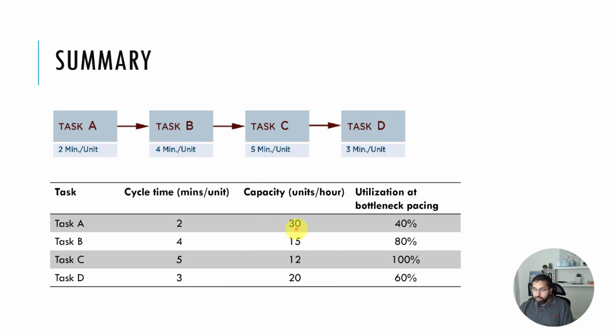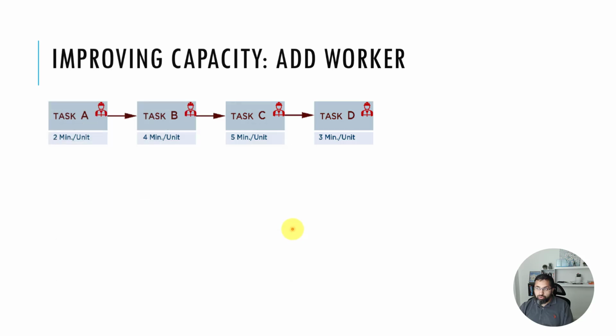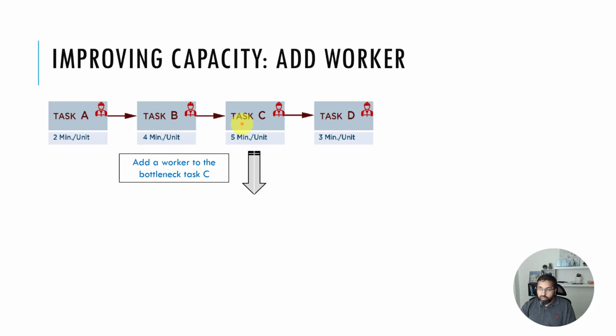Okay. Now let's get to improving capacity, seeing how we can do that. Let's say we were not happy with 12 units per hour of capacity, which is limited by the bottleneck. What can we do? Well, the first option is to add a worker to the bottleneck, because that will reduce the time taken by the bottleneck to process a unit. The bottleneck becomes faster, something else becomes the bottleneck, and so we can produce more. So let's add a worker to bottleneck task C.